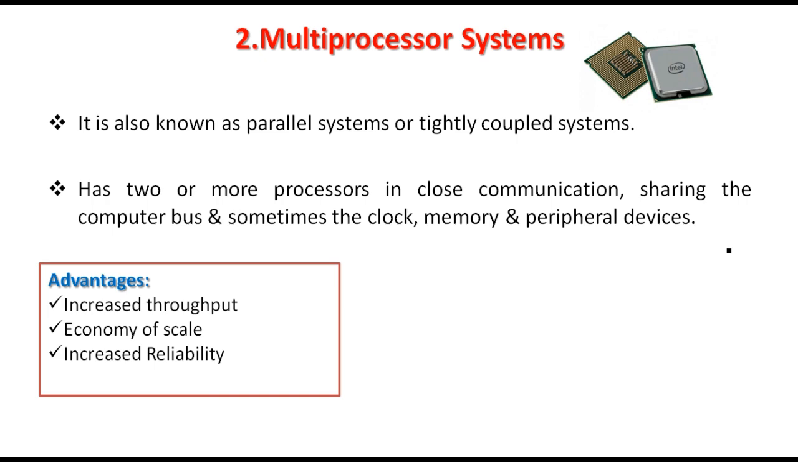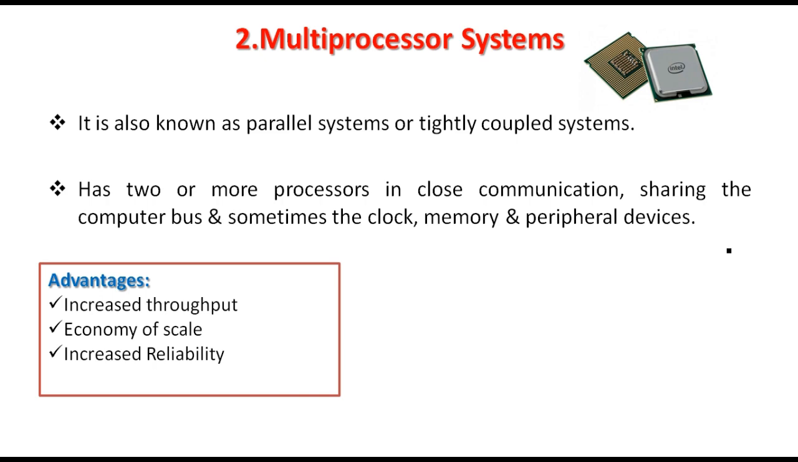We have three major advantages of using the multiprocessor systems. The first one is increased throughput. By increasing the number of processors, we can expect to get more work done in less time. That is the major benefit of using a multiprocessor system. So increased throughput means we can do more work in less time, so we can get more processes done in a lesser time. So that is the major advantage.